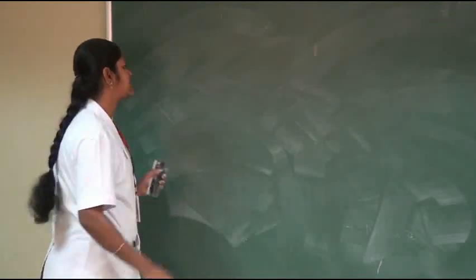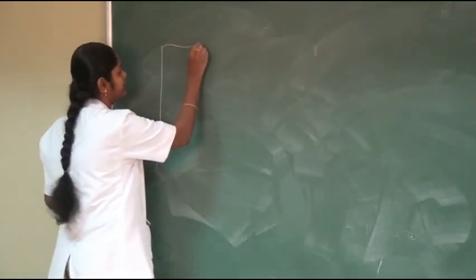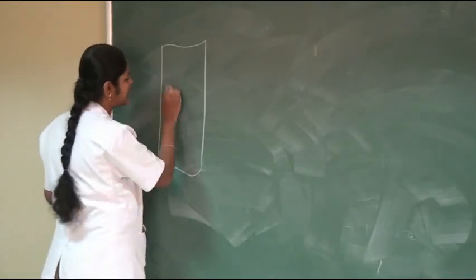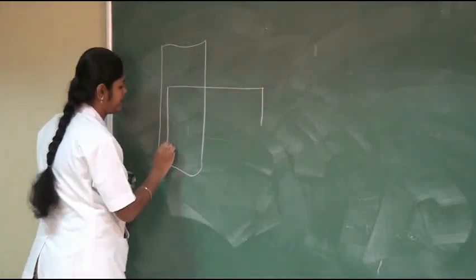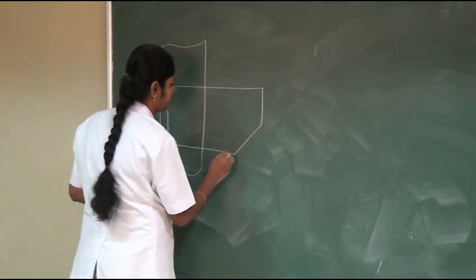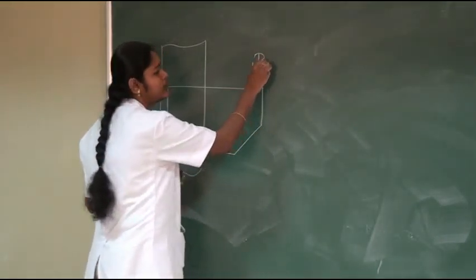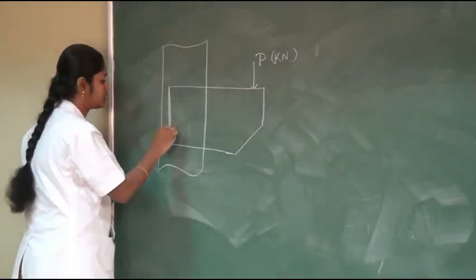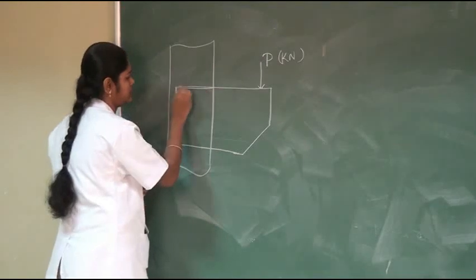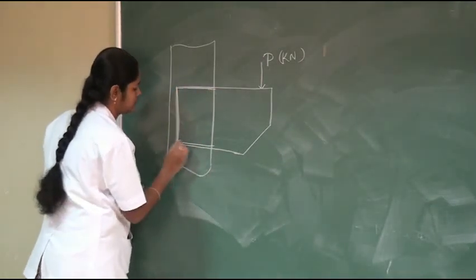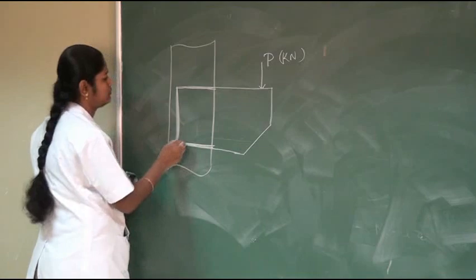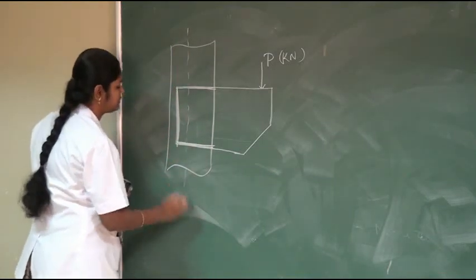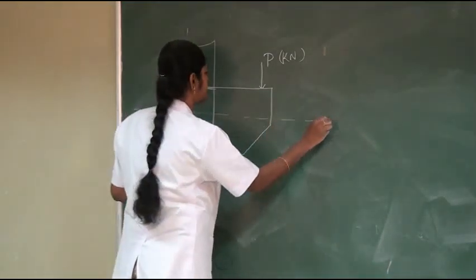In the previous problem we solved with the symmetrical axis. Now we are going to solve with an unsymmetrical axis, same bracket plate which is connected by the welding. Here we have to find the load in terms of kilonewton. This is the welded portion. Here the axis lies like this, y axis, this is x axis.